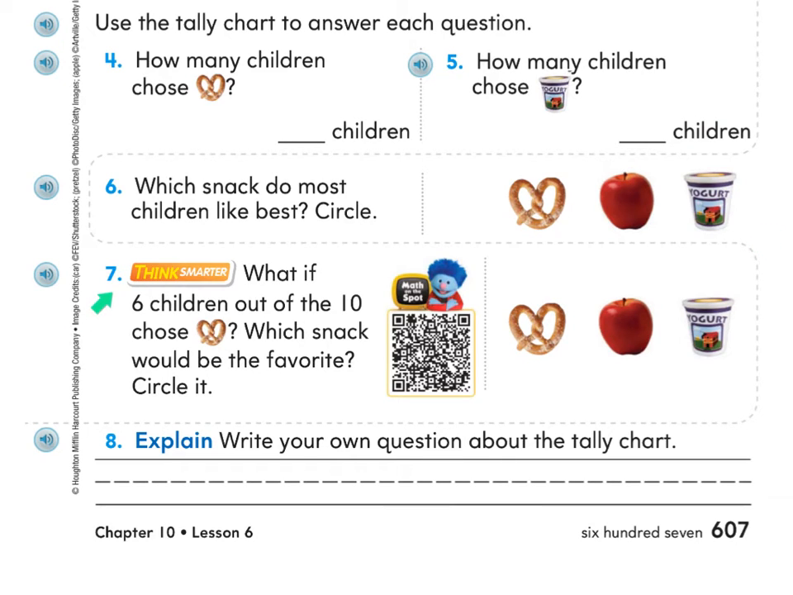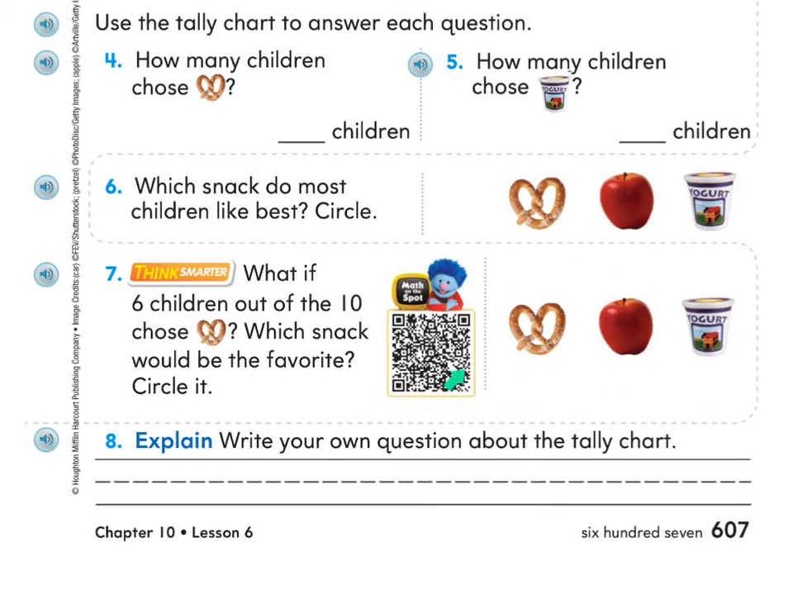And number 7, what if 6 children out of the 10 chose pretzels? Which snack would be the favorite? And then circle it. Okay, so looking at your graph, what if you only asked 10 people and 6 of them chose pretzels? Can you figure out which one would be the favorite from that? Oh, I get it. Okay.